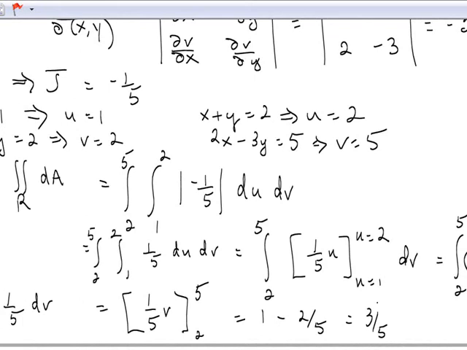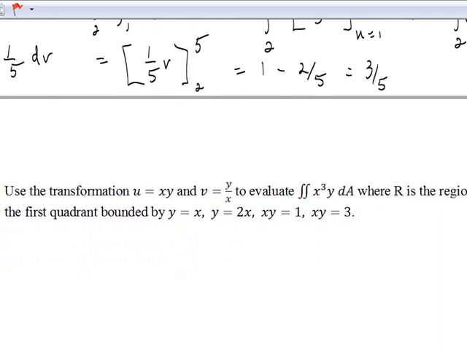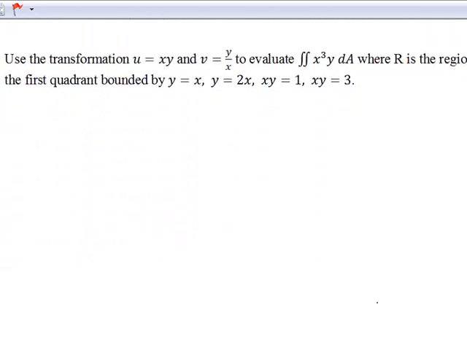Can either method be used for any problem? Yes, you can use either method to find the Jacobian. Most times, as I said, it's easier to find 1 over j first. Okay? Next question.